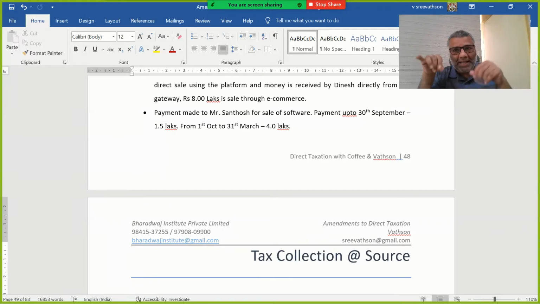Both have the same clarification by CBDT in a singular circular, they clarified both. At that time you will get more knowledge about this, and we'll complete this part alone. We'll take a break. Time now is 8:15. I will meet you around 8:30.